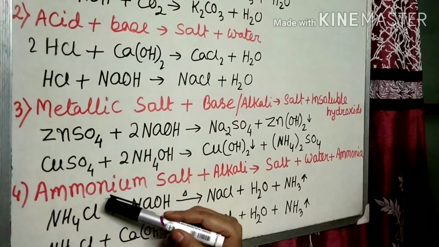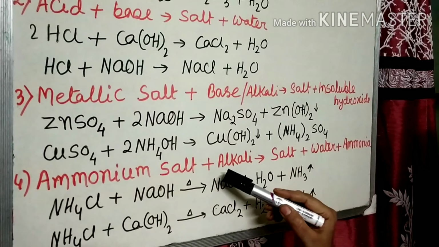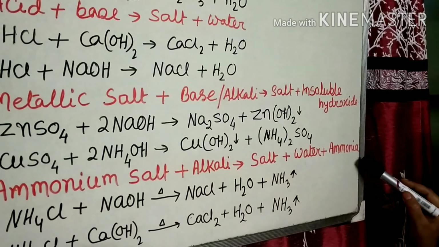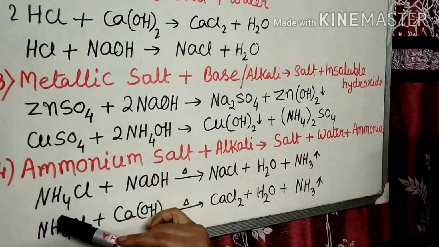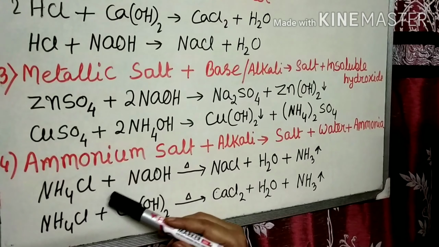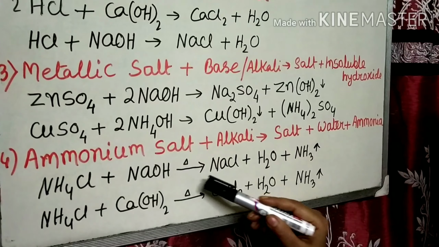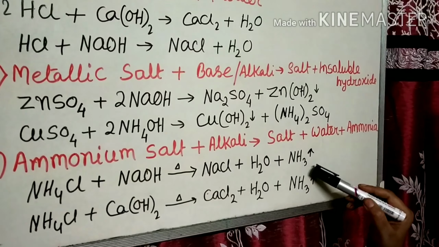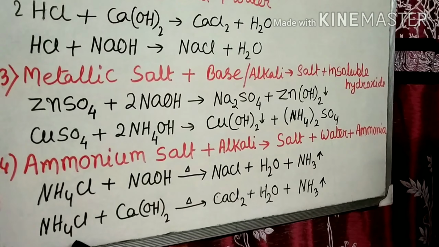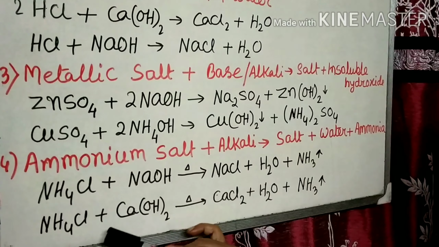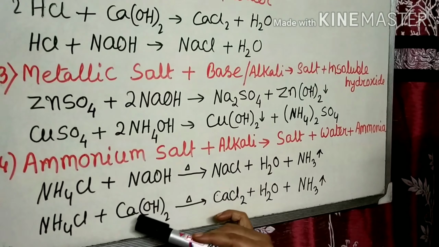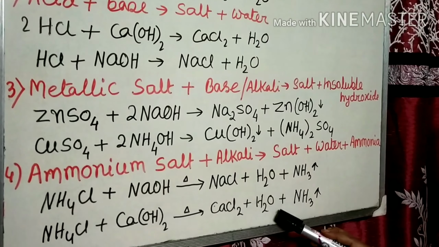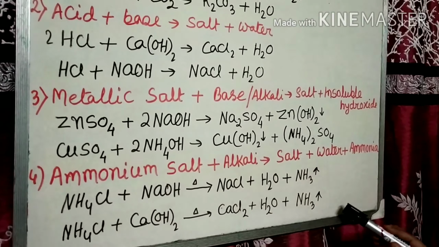Number 4, when an ammonium salt reacts with an alkali, then salt, water and ammonia gas are given out. See example, NH4Cl plus NaOH. When heated, then NaCl plus H2O and ammonia gas are given out. Another example, NH4Cl when reacted with calcium hydroxide gives calcium chloride plus water and ammonia gas.